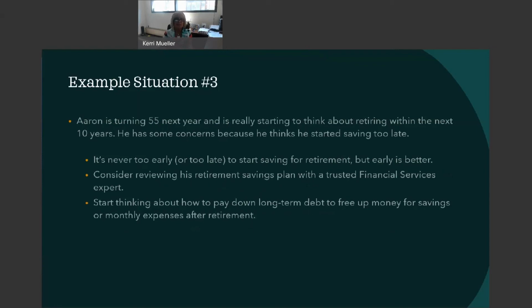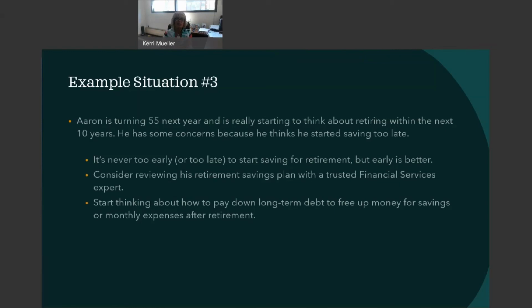Well, again, as I had mentioned, it's never too early or too late to start saving for retirement, but obviously the earlier the better. Consider reviewing his retirement savings plans with a trusted financial services expert. So just as I had mentioned, we have retirement experts at the bank. We also have financial services experts at the bank. They can give you advice on your 401k. They can give you advice on some other options of what you can do to make sure that you have the money that you need to live on after retirement.